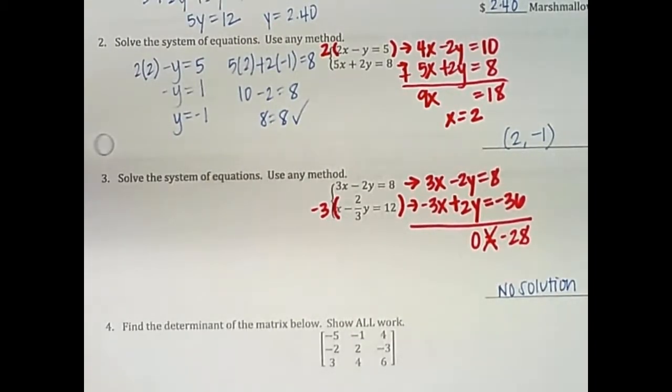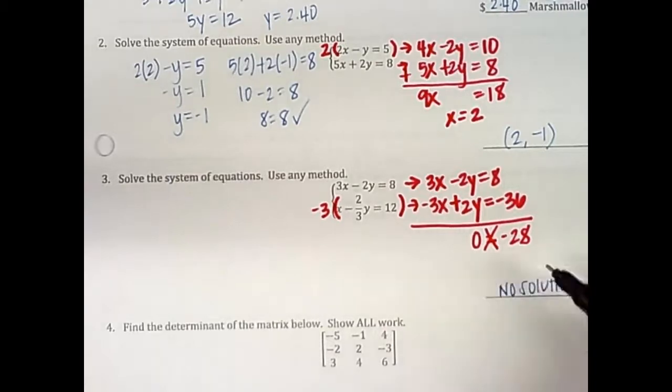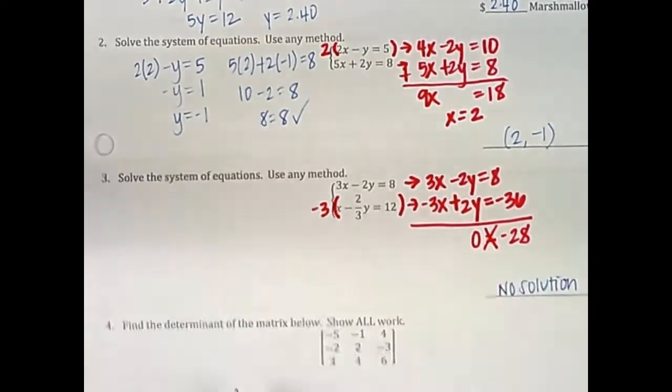Remember, if all the variables cancel out and you're left with a true statement, it's infinitely many solutions. If all the variables cancel out like it did here and you're left with a false statement like you were here, that's when it's no solution.